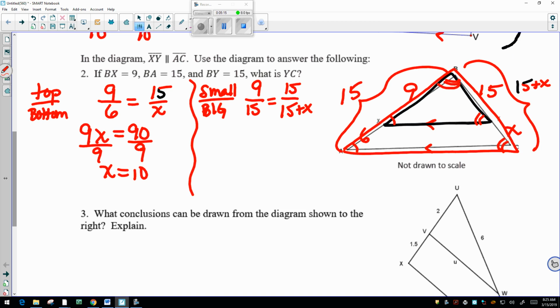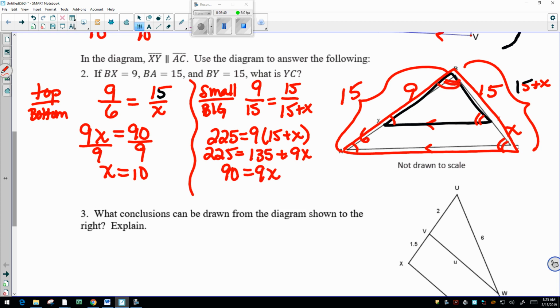So then we could solve just like we did before, cross multiply. So 15 times 15, I get 225. And now don't forget, you have to distribute here. When you distribute, 9 times 15, we're going to get 135. 9 times x, you're going to have 9x. And if I subtract the 135 over, I have 90 equals 9x, just like we did on the other side. And I'm still going to find x is 10.